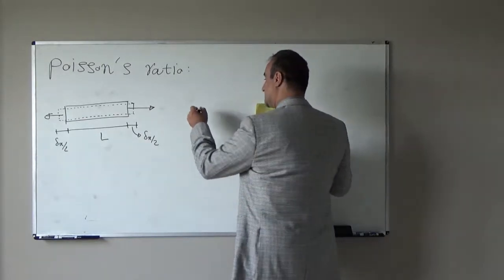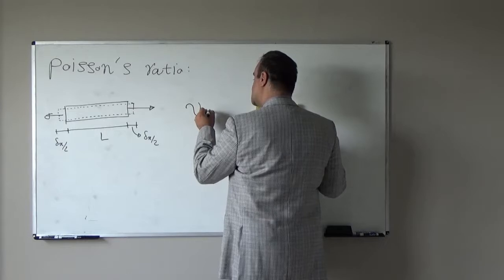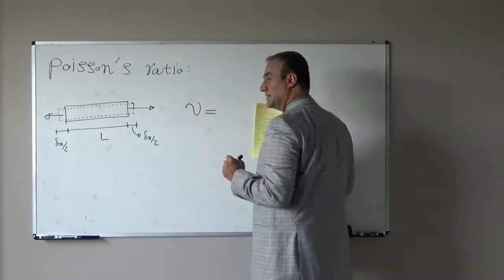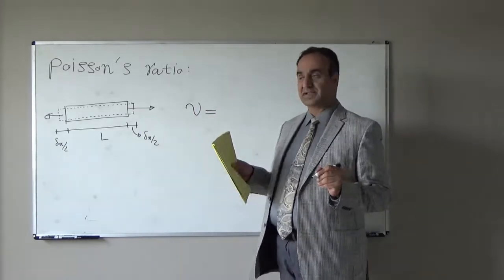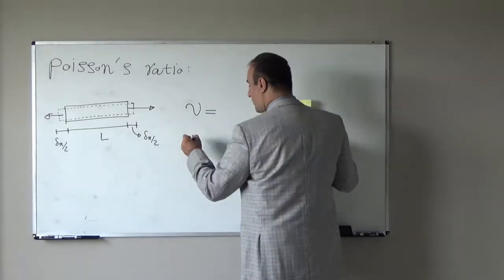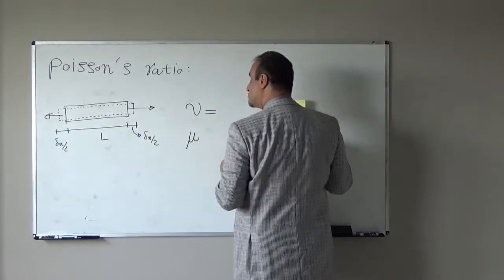What is Poisson's ratio? Poisson's ratio in most mechanics of materials is shown with the Greek letter nu, or sometimes in old textbooks with mu.